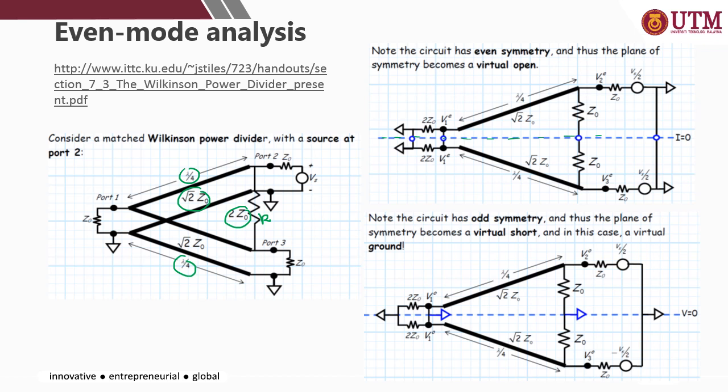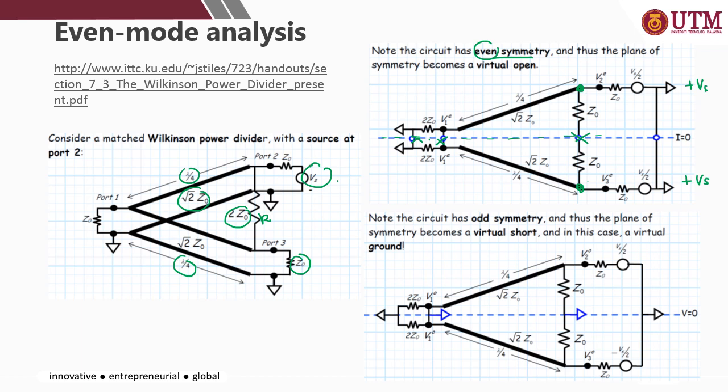In the even mode, we are assuming that port 2 and port 3 are excited by a voltage of Vs. So for even mode, both sources are positive Vs. When both polarities are the same, there is no potential difference between these two ports, therefore the line here appears as an open circuit. The same goes for this point.